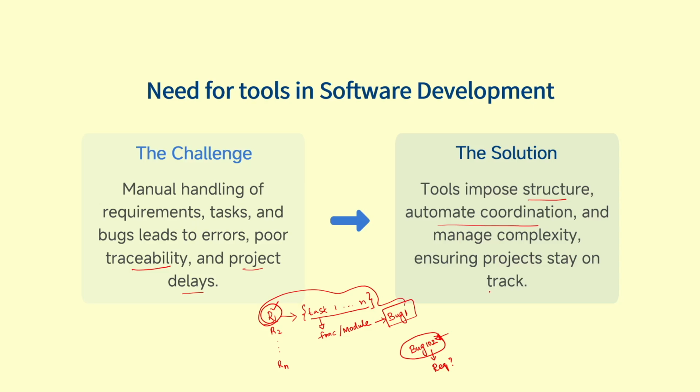It also ensures the project stays on track. Many projects miss their deadlines. Why? Because they cannot handle things properly. So, when you use these kinds of tools, we can stay on time. That is a very important need for tools in software development.